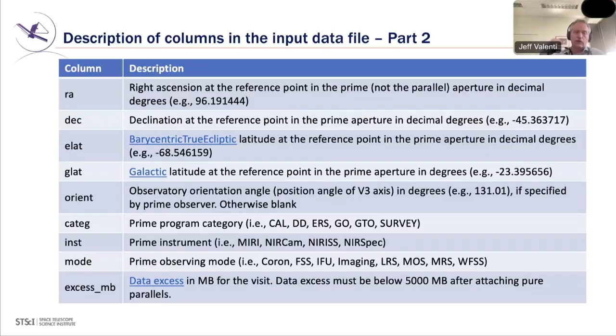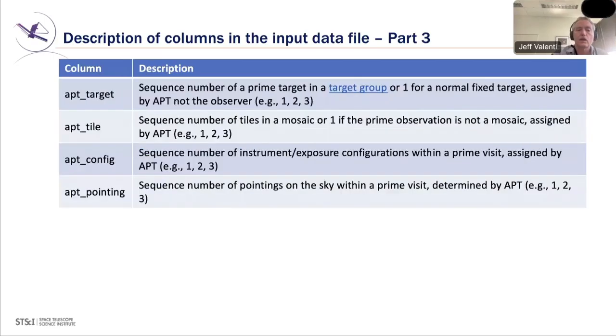You could also calculate the dithers yourself from the RA and Dec of the prime, but that would obviously be a lot of work. And then there's the data excess for the visit. These are slots, so every slot in the visit will have this exact same number, which is the data excess for the visit. It's not really useful or interesting to calculate data excess exposure by exposure, but I wanted it to be handy, so it's there.